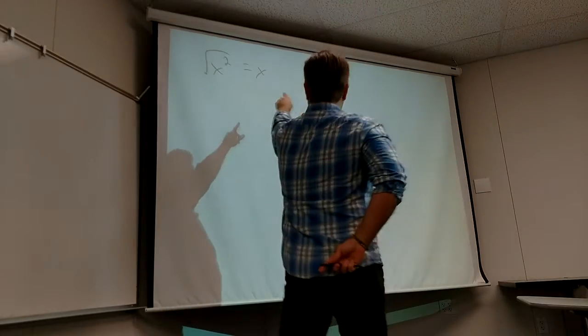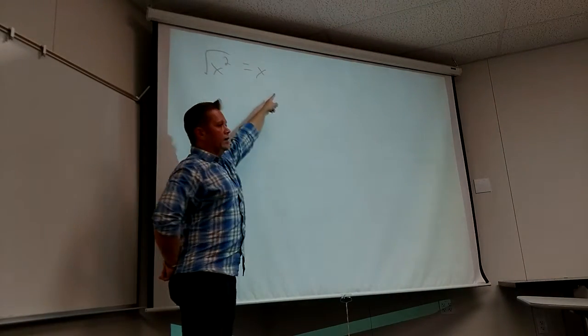A square root can't come out negative by definition, right? We have decided that the square root symbol is the positive root. So just tell me an x value that is not positive. What if x is negative 1? Then this is saying the square root of 1 equals negative 1.